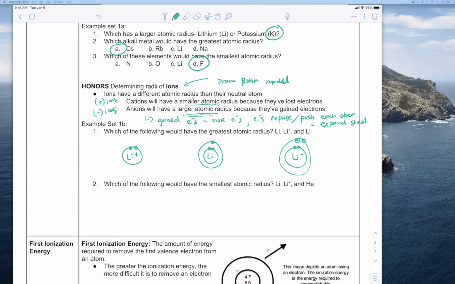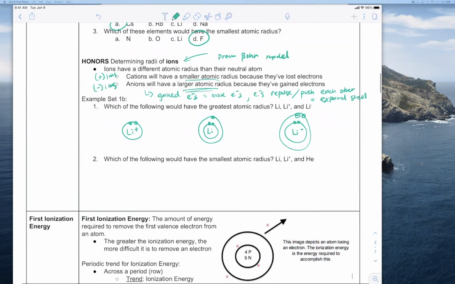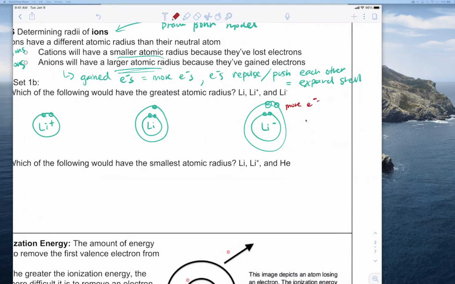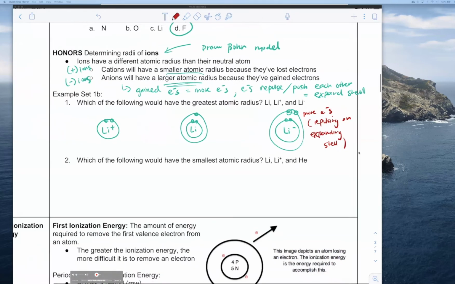Okay, so let's go over this. Well, obviously, I made this one bigger, but also your lithium minus, right? You have more electrons, which means your electrons are repulsing or expanding the shell, which means it would have the greatest radius. So even though these have the same number of energy levels, this one would have the greater radius because it has more electrons here, pushing each other away. And obviously with lithium plus, you can see it loses an energy level. So this would be the smallest one.